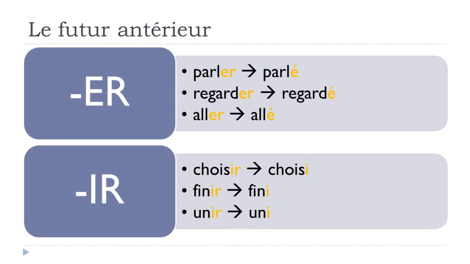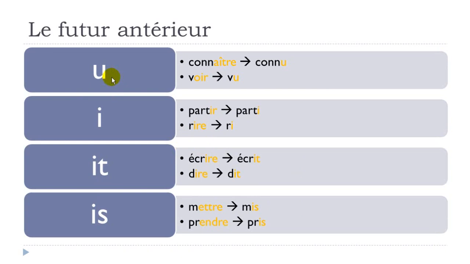Okay, so let's see now the third group. So it's a tricky group. So as I said, I've been making a video and you've got more examples, but still, so main subcategories, if you want, in a way. So the one that will end with U, so like here and here. So connaître, connu. Connaître is to know. Voir, to see, vu. Okay, then ending with I. Partir, to leave, parti. Rire, to laugh, ri.